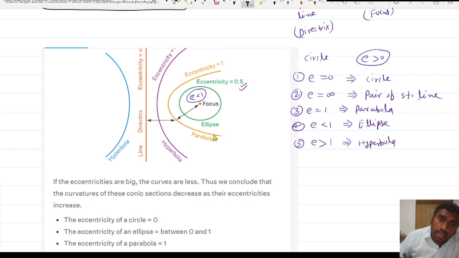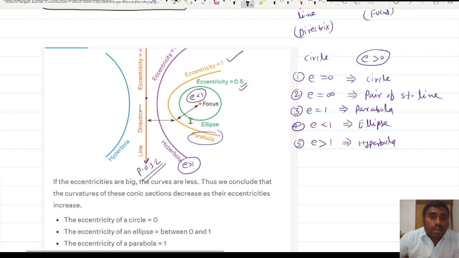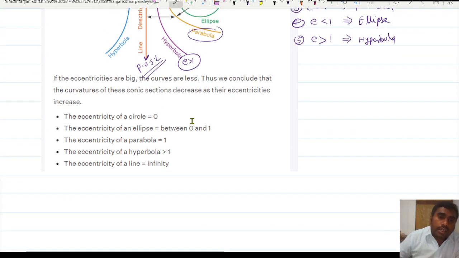The eccentricity of a parabola is always 1. The eccentricity of a hyperbola is greater than 1, it can be 2, 5 or anything. And this is your pair of straight lines. Its eccentricity is infinity, because here your directrix and your focus point lie on the same line. So the pair of straight lines has eccentricity infinity.